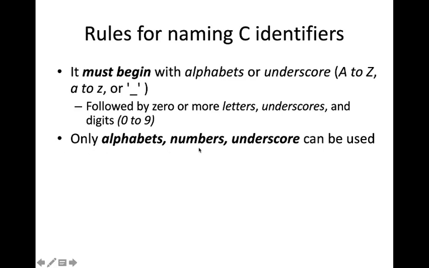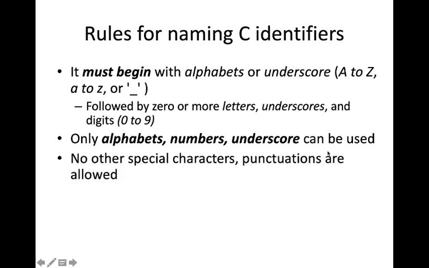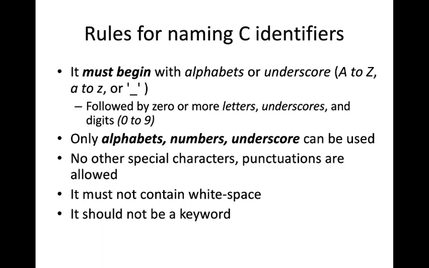So only alphabets, numbers, and underscore can be used to name an identifier. No other special characters or punctuation are allowed, and it must not contain white space. Between the characters we cannot include white spaces. And it should not be a keyword.